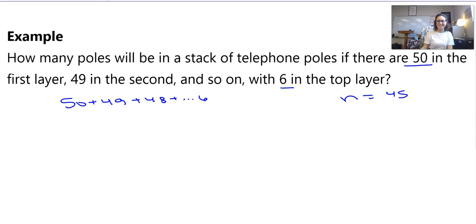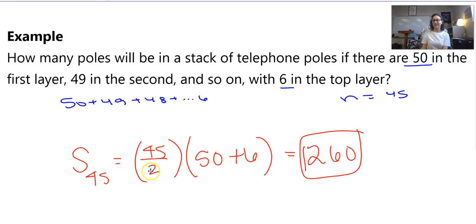First pause on the screen, see if you can figure out the formula to find the total number of poles without going 50 plus 49 plus 48 all the way to 6. Hit continue when you're ready to check. All right, we should have gotten 45 over 2. It is totally okay if you have an odd number of terms, and then times your first term plus your last term, which gives us a total of 1,260 poles.